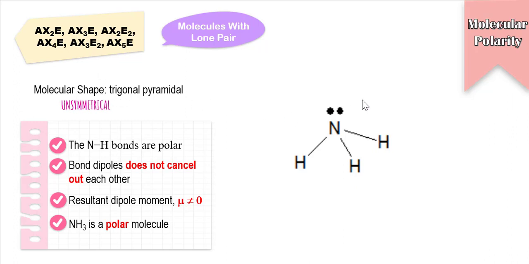Why? For example, if I take ammonia here, the hydrogen and nitrogen bond is polar. Nitrogen is more electronegative than hydrogen, right? And the bond dipoles do not cancel each other because of the shape. We have a lone pair here, so we can see that the resultant dipole moment will go up. So ammonia is a polar molecule, and the resultant dipole moment is not equal to zero because the bond dipoles do not cancel out each other.